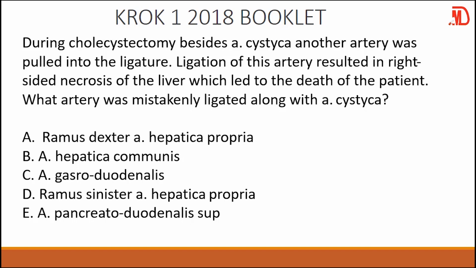So over here, it is A. That is ramus. That is because it's occurring on the right side. We call it the right or the ramus dexter arteria hepatica propria. That is the right branch of hepatic artery. All right, so let's move on to the next question.